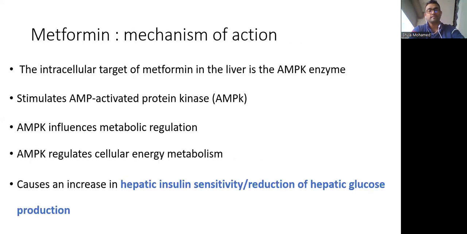So what is the mechanism of action? Metformin stimulates AMP activated protein kinases. These AMP activated protein kinases influence metabolic regulation, so they regulate cellular energy metabolism. It eventually causes an increase in hepatic insulin sensitivity or a reduction in hepatic glucose production.